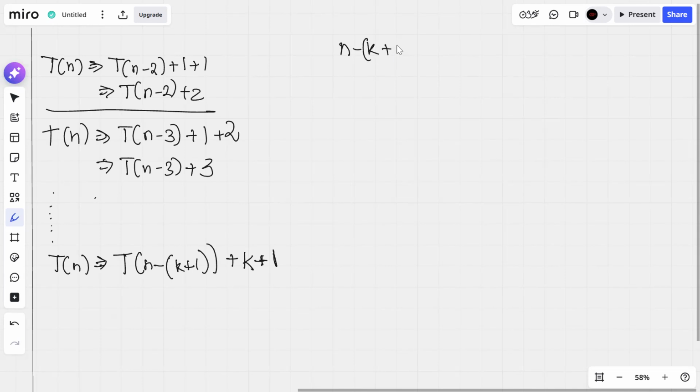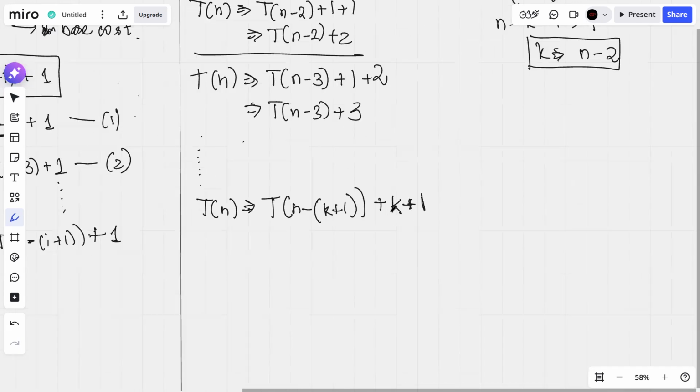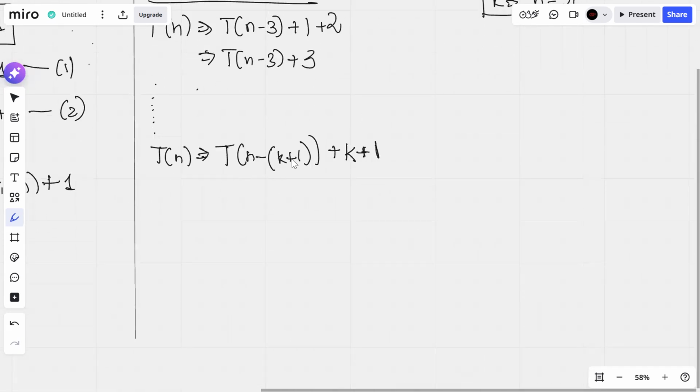t of n minus k plus 1 should become 1. That's my goal. So n minus k plus 1 equal to 1. Right? So k becomes n minus 2. Yeah, k becomes n minus 2. Correct? So for k equal to n minus 2, this equation becomes t of 1. So I'll put k as n minus 2.